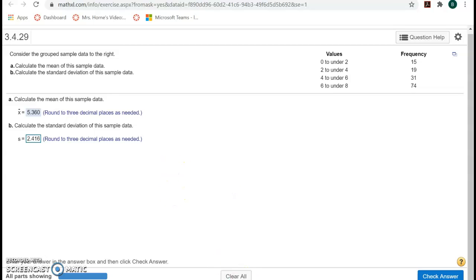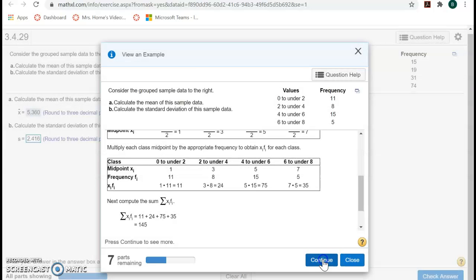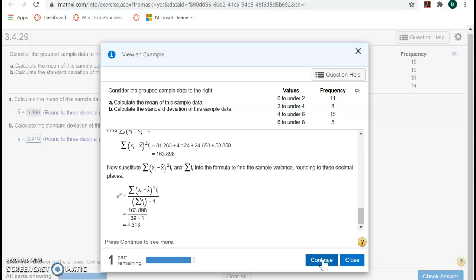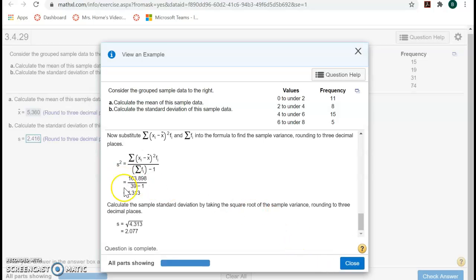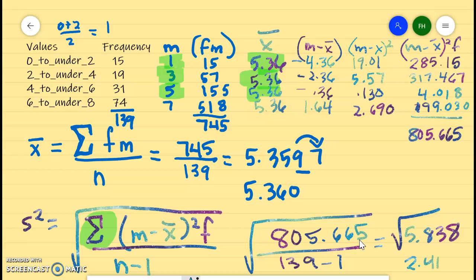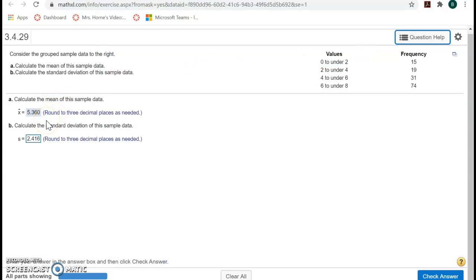Okay, so let's go back and retrace our steps here. One thing I like to do is view the example, and I go through and just make sure... okay, so they did round when they took the square root. So that is important here. So you're going to divide and get 5.838. So take the square root of 5.838. So we get 2.416. Let's look at that. And hopefully that's what we got the first time.